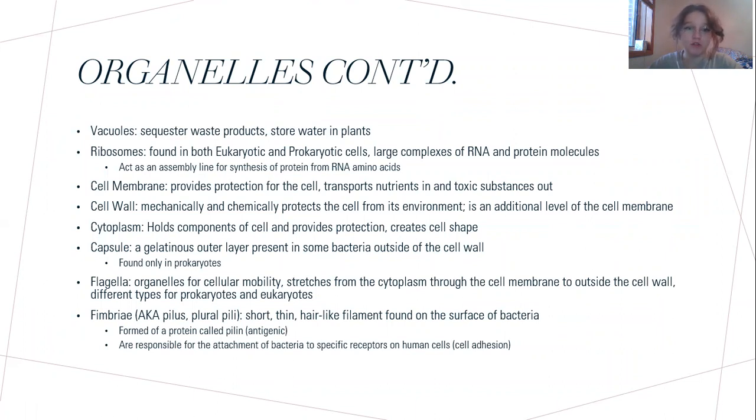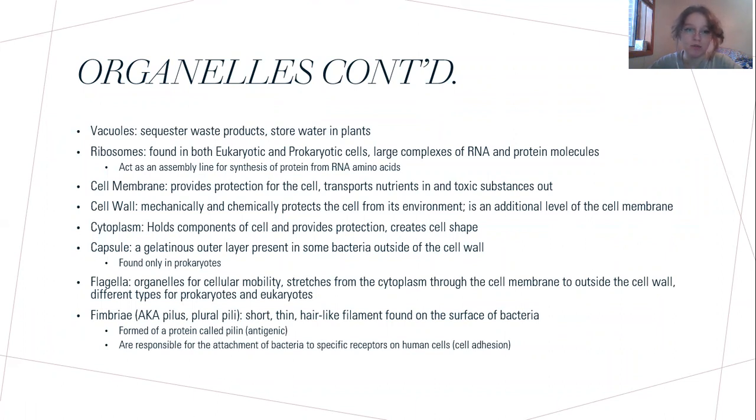Then we have ribosomes. These are found in both eukaryotic and prokaryotic cells. And they're large complexes of RNA and protein molecules. And they act as somewhat of an assembly line for the synthesis of protein from RNA amino acids.